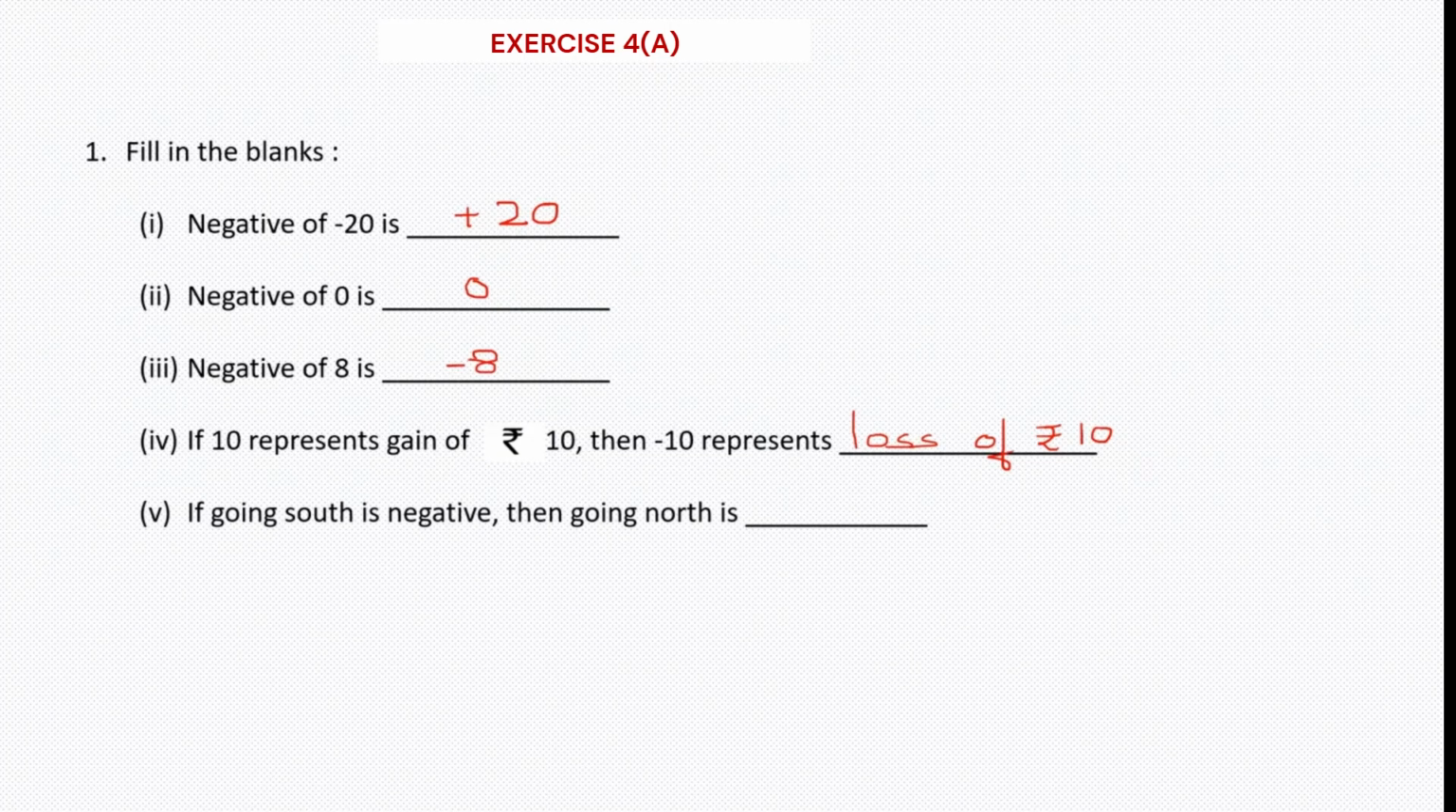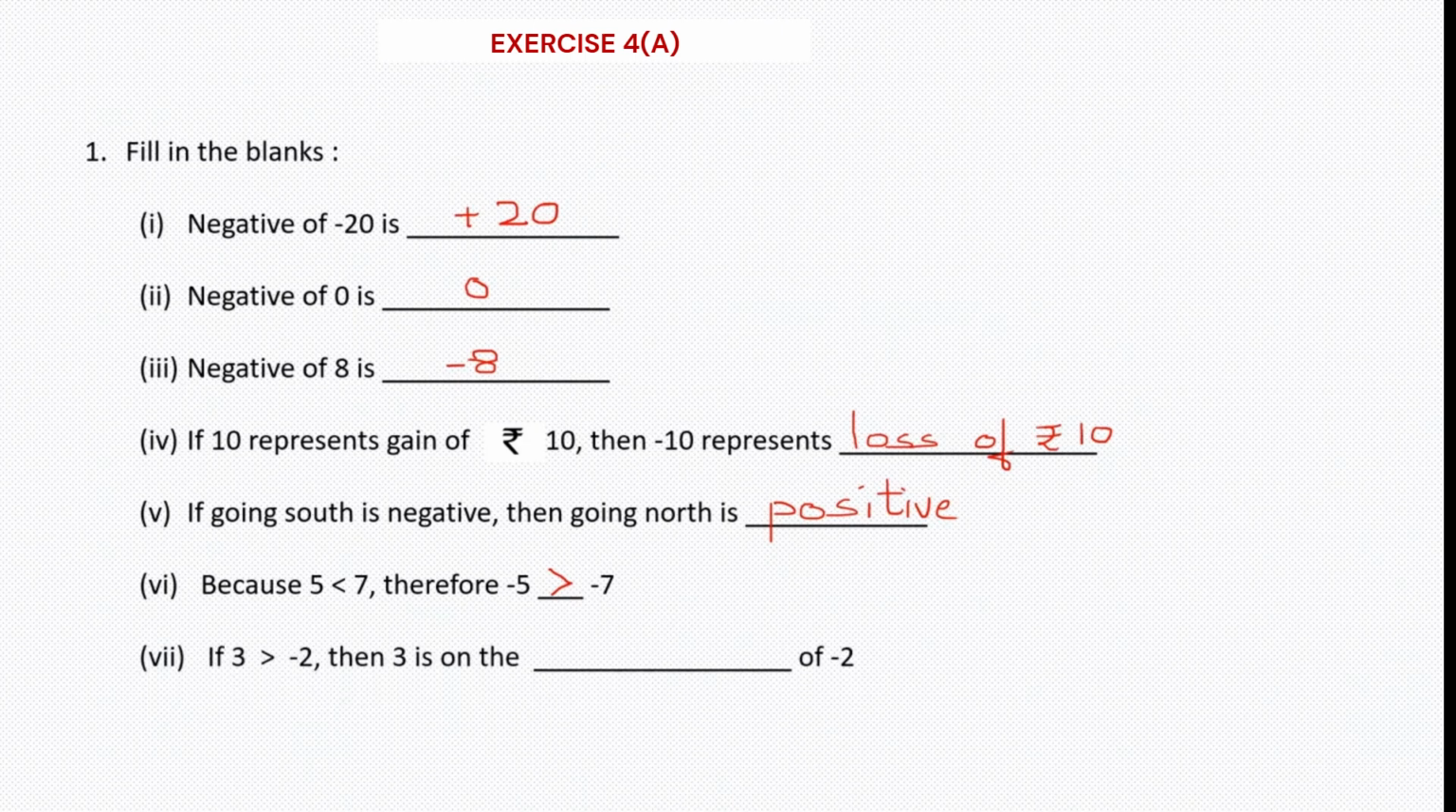If going south is negative, then going north is positive. Because 5 is smaller than 7, therefore minus 5 will be greater than minus 7.